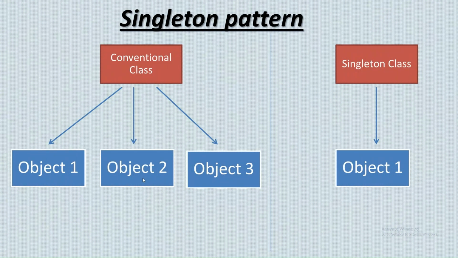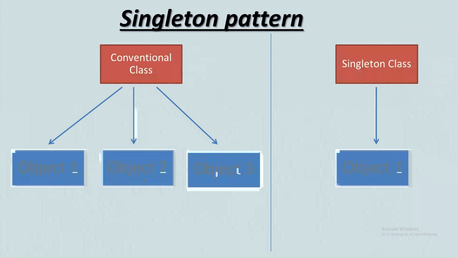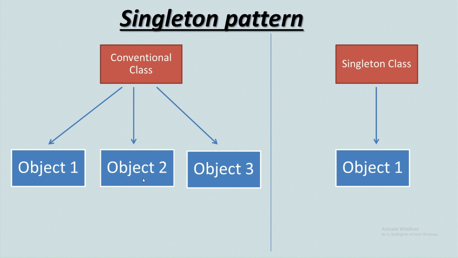Singleton pattern. As we know, we have two types of classes. One is the conventional class, and the other one is the singleton class. How is the singleton different from the conventional class? The conventional class can be accessed through multiple instances, multiple objects. When we create an object, we are instantiating the class. We create a new instance of the class. But in case of a singleton class, it follows the encapsulation principle of object-oriented programming, and it creates only one object.